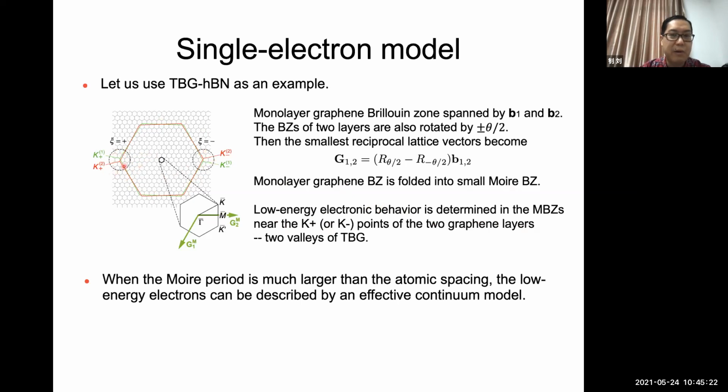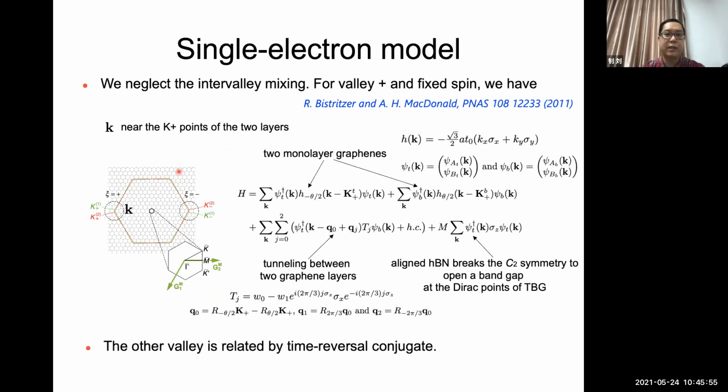And near the K plus points of the 2 graphene layers, we have the plus valley for twisted bilayer graphene, and near the K minus points of the 2 graphene layers, we have the minus valley for the twisted bilayer graphene. And we can use a continuum model to describe the behavior of electrons in each valley of the twisted bilayer graphene if the Moire period is much longer than the atomic spacing. Okay, here I show you this continuum model.